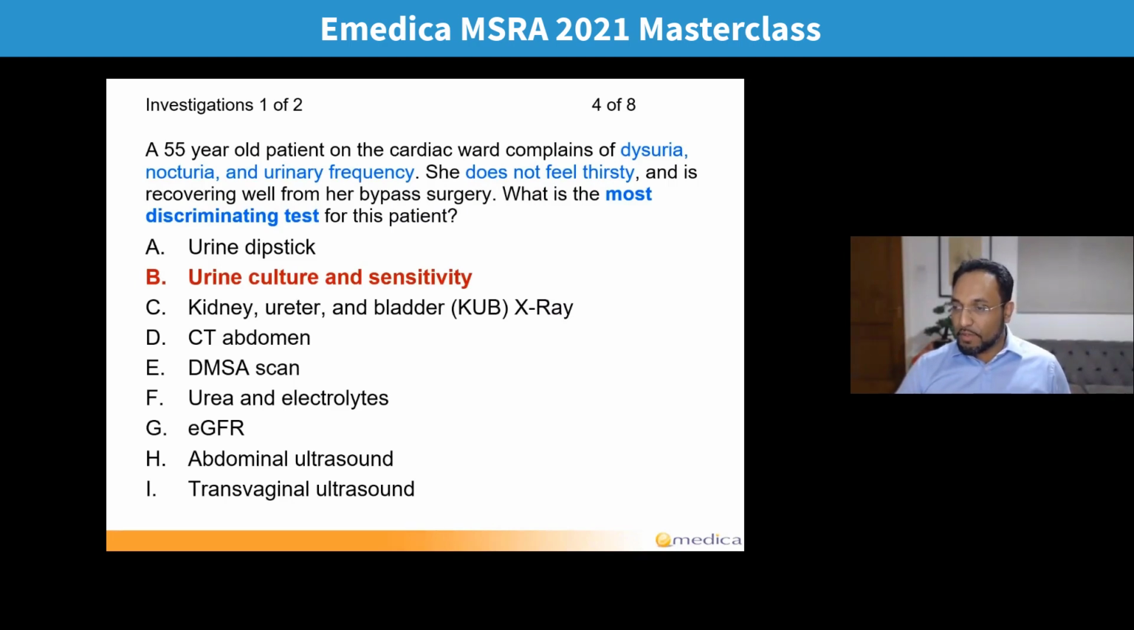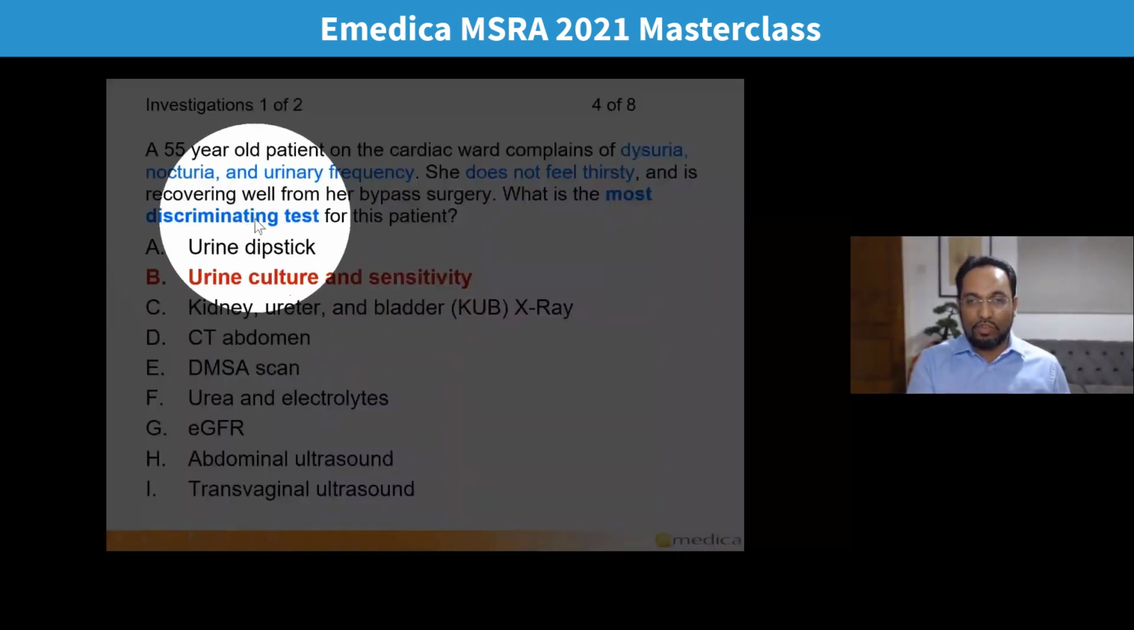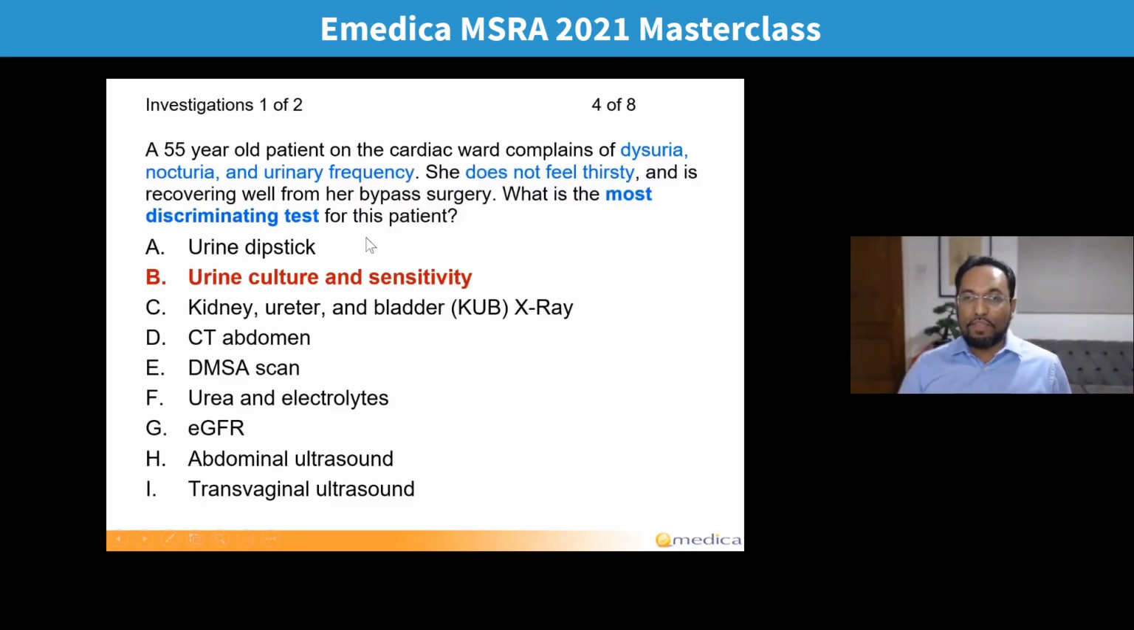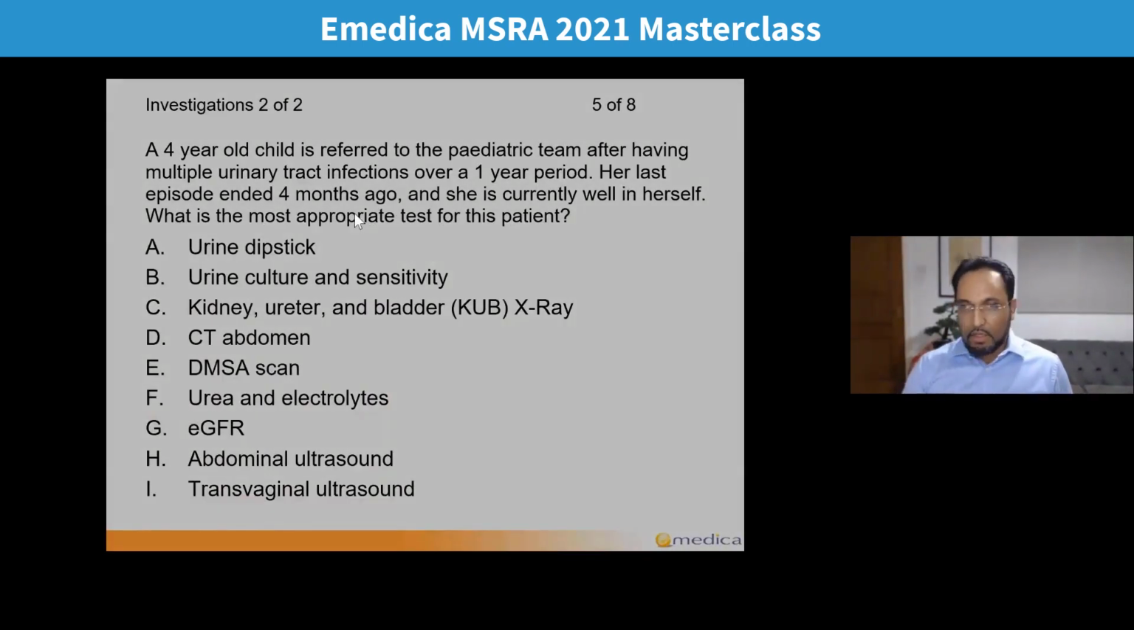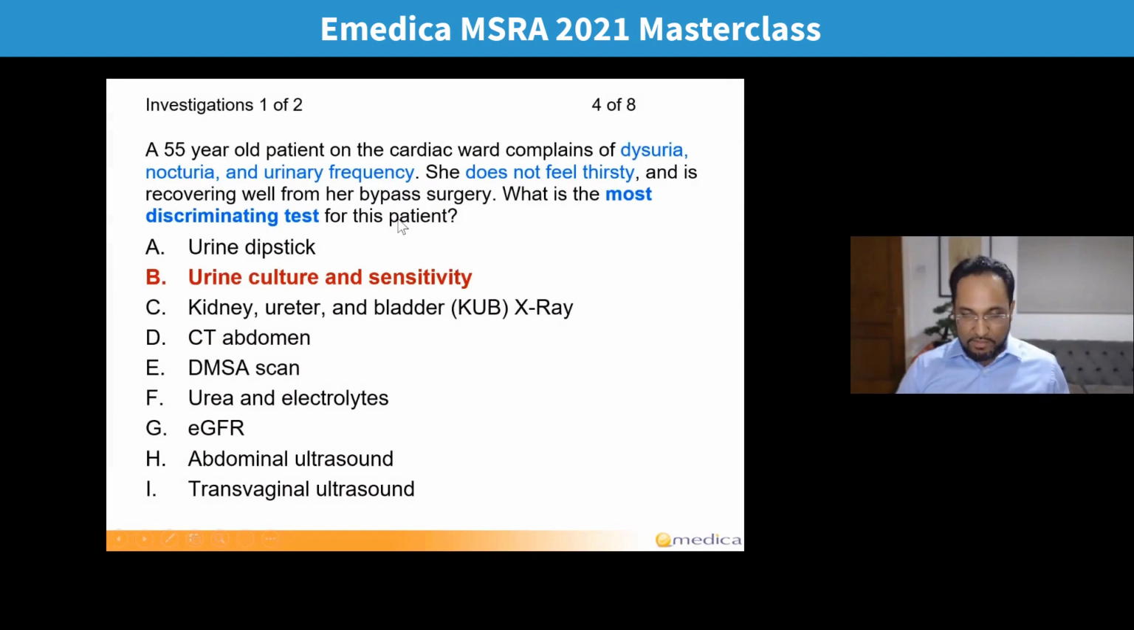You see, the first step in a two-step question is always very straightforward. They're not trying to catch you out, okay? Can you all see that what we're trying to look for here is a UTI? What is the most discriminating test? What does that mean? It means for this patient, what is the most accurate test?